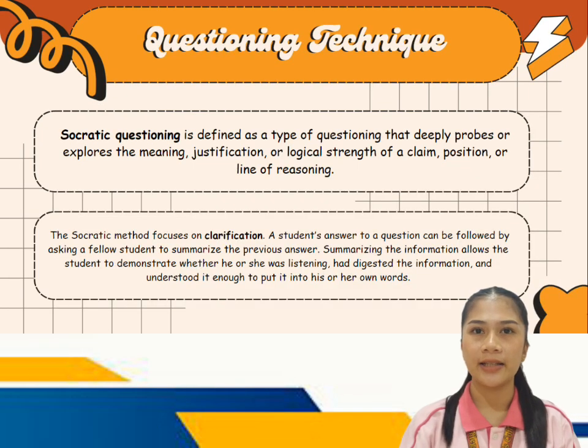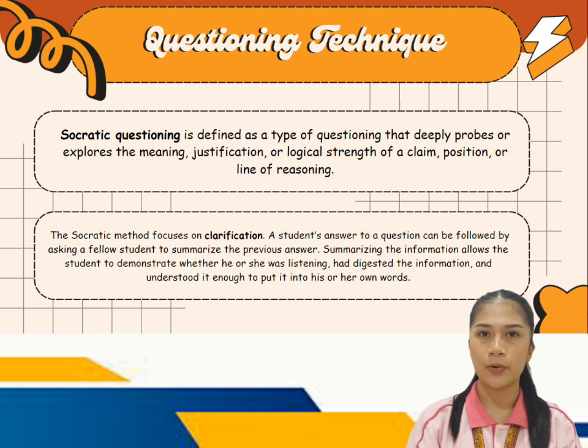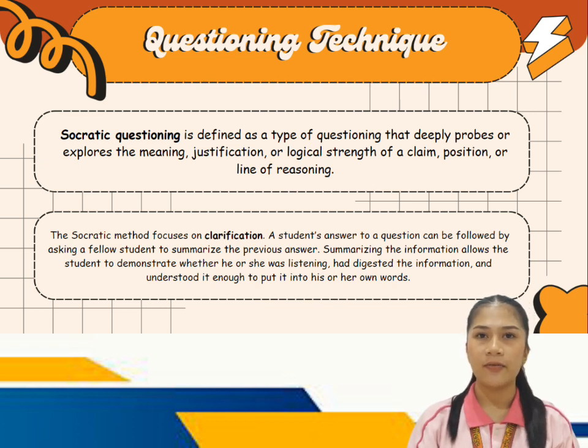Socratic questioning is defined as a type of questioning that deeply probes or explores the meaning, justification, or logical strength of a claim, position, or line of reasoning. A Socratic method focuses on clarification. A student's answer to a question can be followed by asking a fellow student to summarize the previous answer, because summarizing the information allows a student to demonstrate whether he or she was listening, had digested the information, and understood it enough to put it into his or her own words.